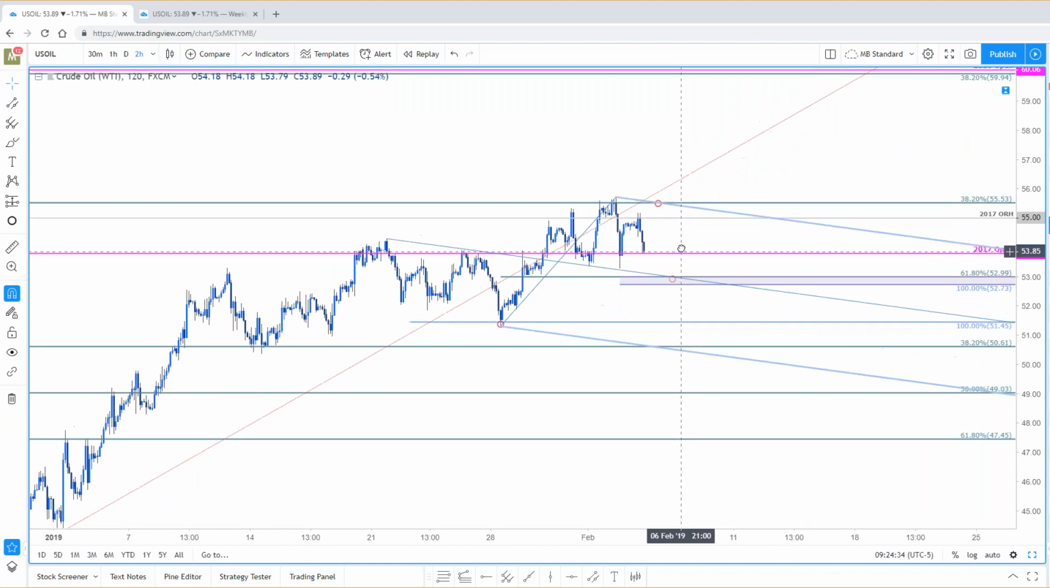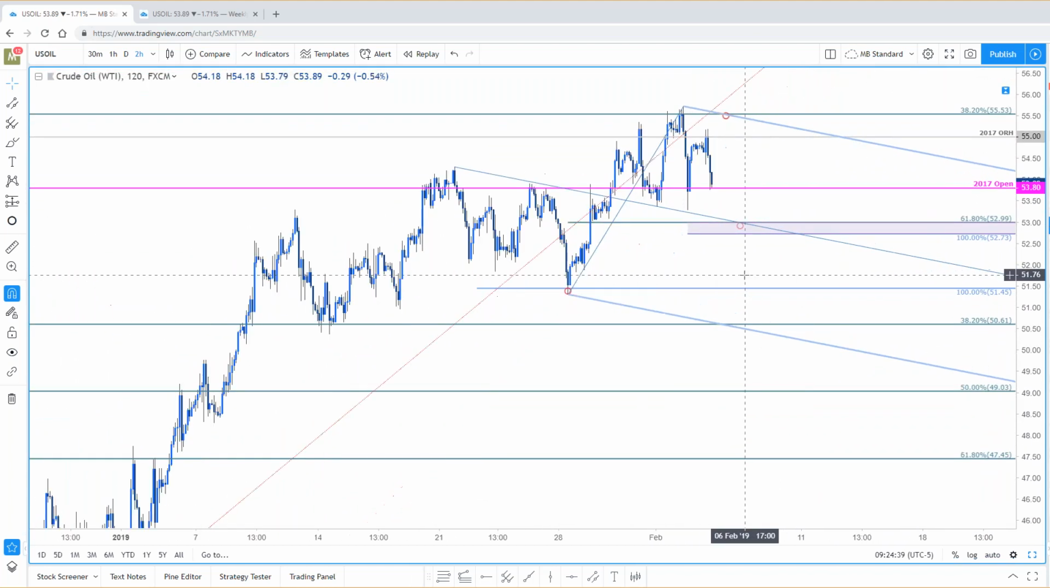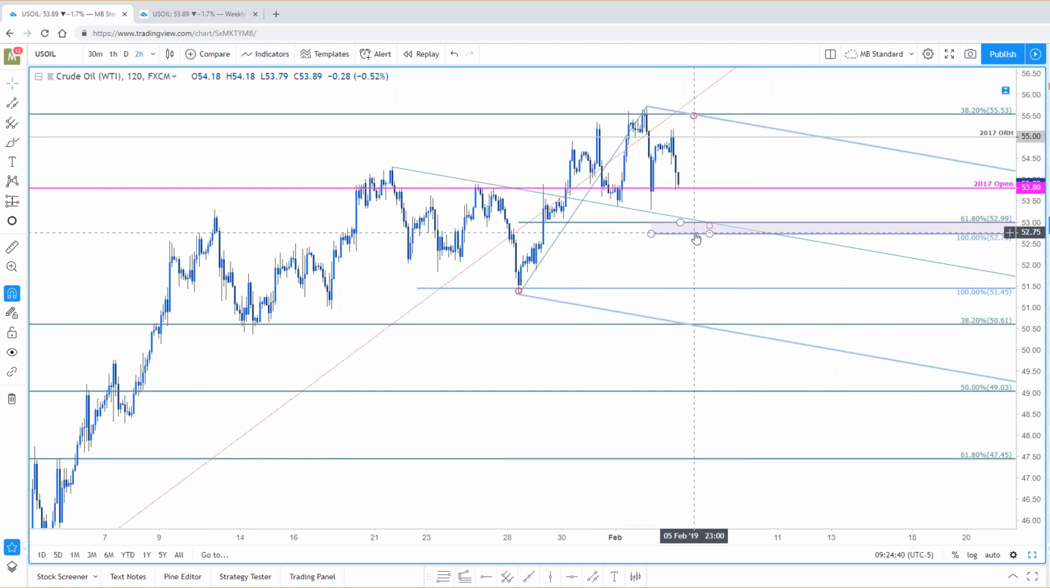First things first, 53, 52.73. I want to see that clipped. I don't know if that's going to break, but that's sort of the pivot point. That's the reaction point we want to see. If it breaks below that, I think you drop to the lower parallel. I think your 50.61 is just a near-term target. If that holds, 55.50 is what you need to see on the upside to give way for the breakout trade.